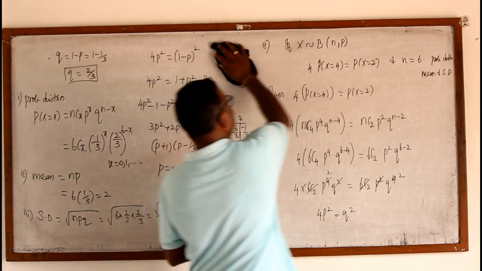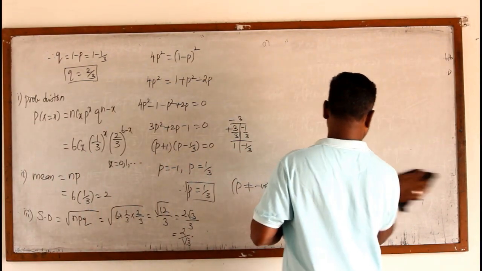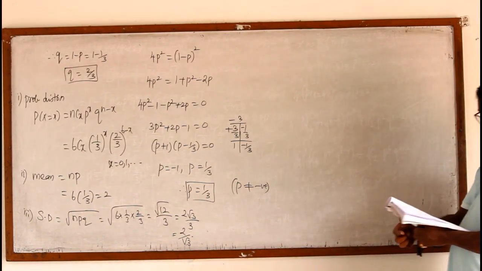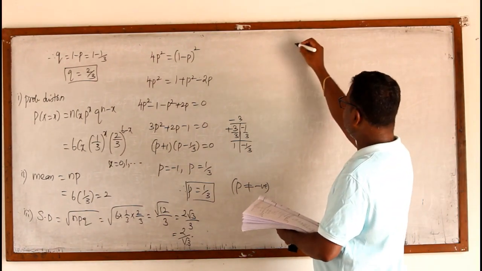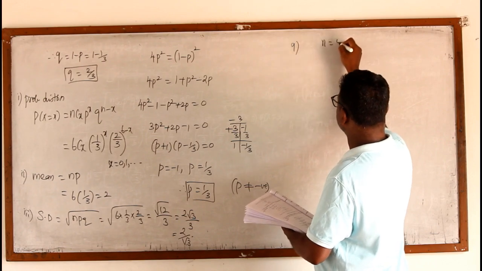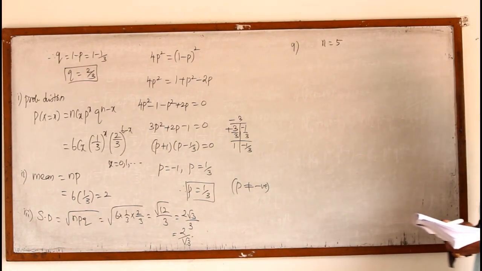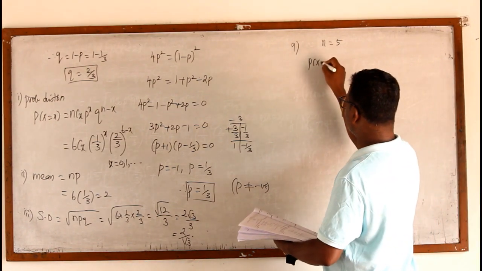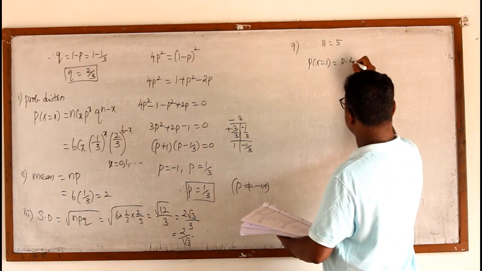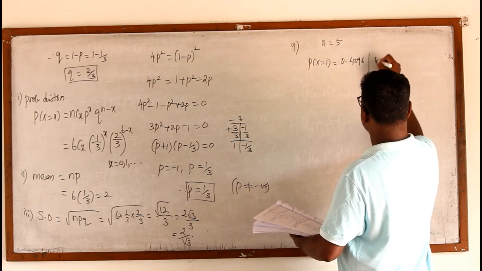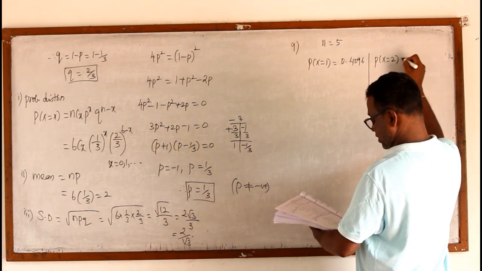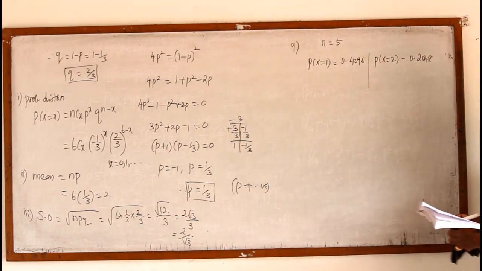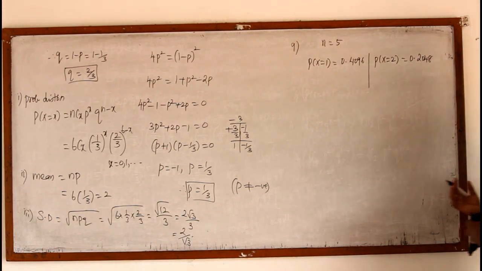Now we shall go for the 9th problem. In a binomial distribution consisting of 5 independent trials, that means n equal to 5, the probabilities of 1 and 2 successes are, that means P of x equal to 1 equals 0.4096 and P of x equal to 2 is 0.2048 respectively. Find the mean and variance. I have to find npq, that's all.